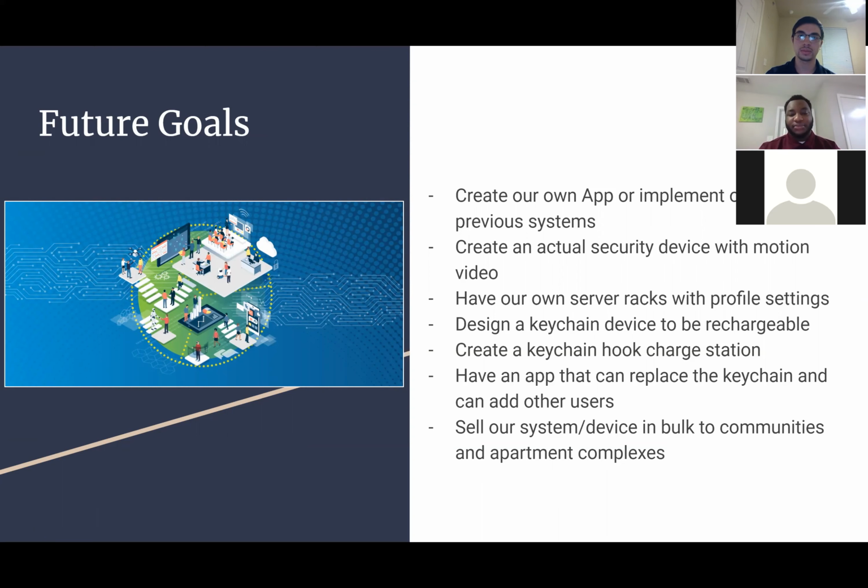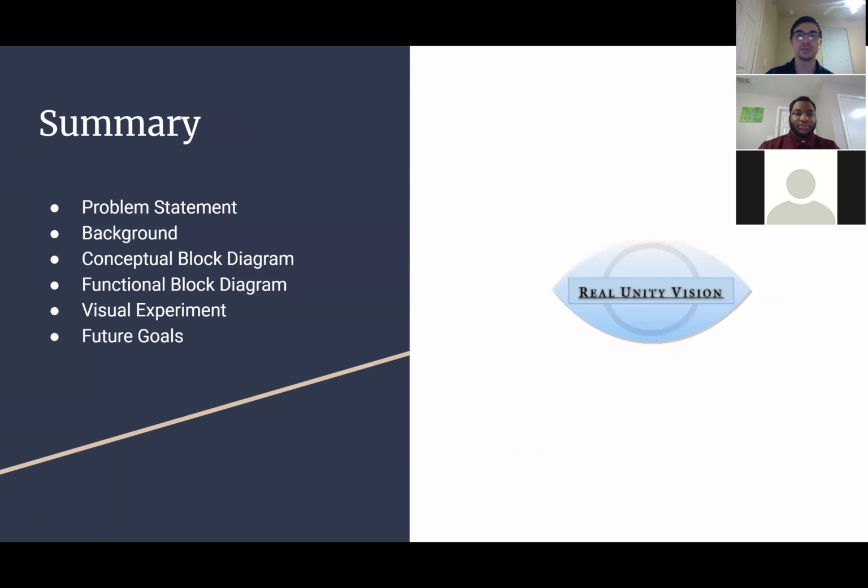So we discussed the problems with existing security systems, communication between these systems, and resident verification. We gave an overview of our background of improving pre-existing formats to resolve these issues, and we have shown visual examples of our project using the conceptual and functional block diagram. We have also walked you through a visual experiment showing the process of our system, and finally, we have shown our future goals we plan to achieve to improve our product for both us as developers and for residents as users.